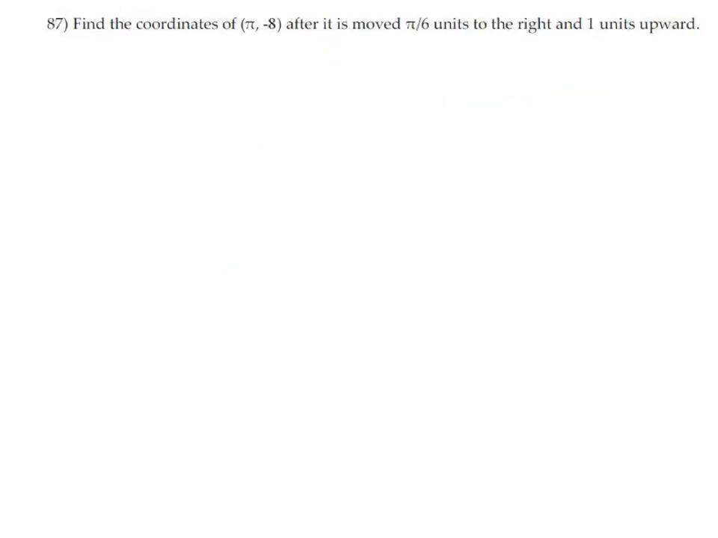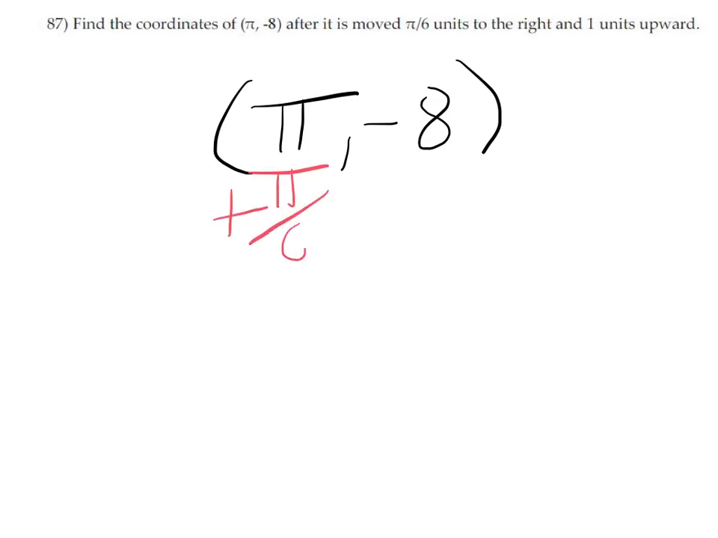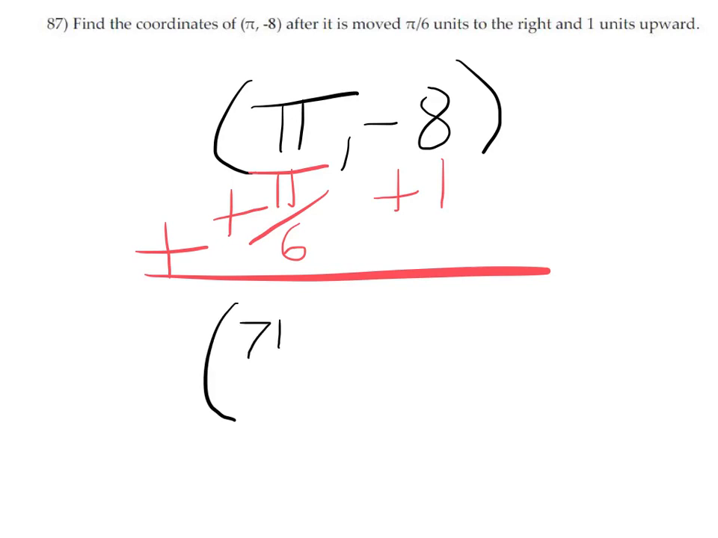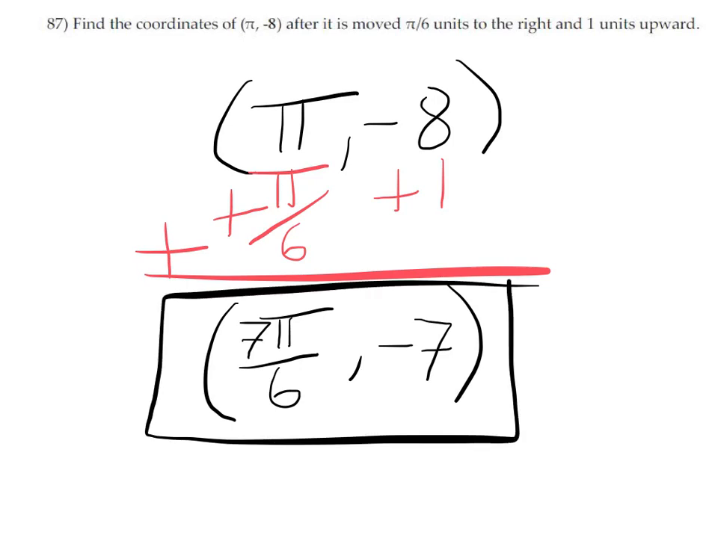Find the coordinates of the point pi comma negative 8 after it is moved pi sixths units to the right and moved 1 unit upward. So taking pi comma negative 8. Moving pi sixths units to the right, you would add pi sixths to the x value, because right is the x. And 1 unit upward, we would add 1 to the y value, because up and down is in the y direction. Adding all that together gives us pi plus pi sixths. That would be 7 pi sixths. I'll leave the fraction work to you. And negative 8 plus 1 is negative 7. And that's it. We've translated this point.